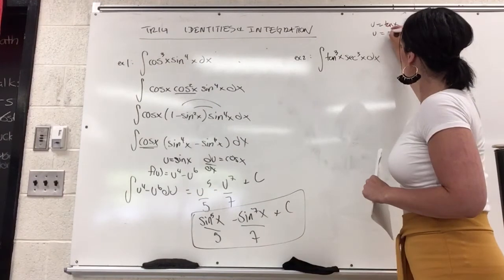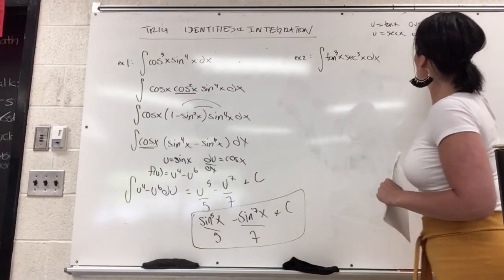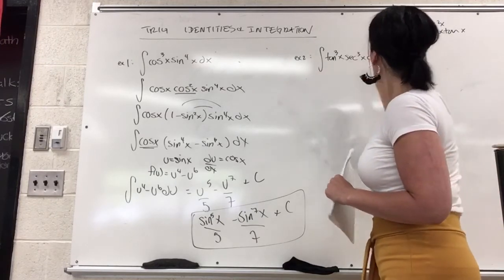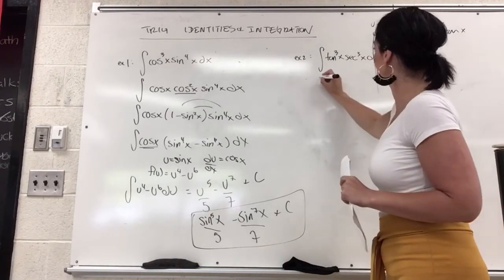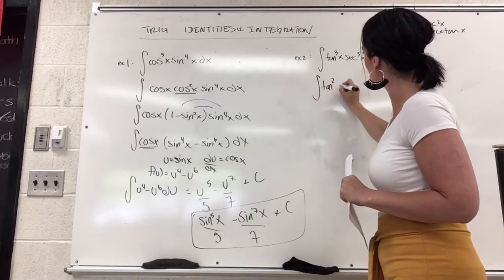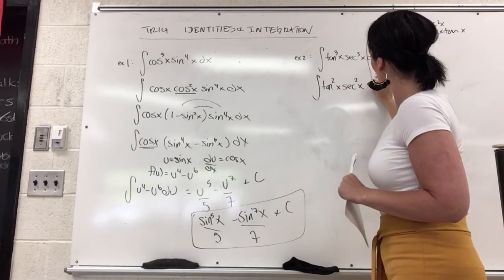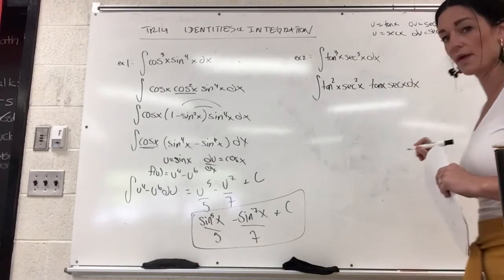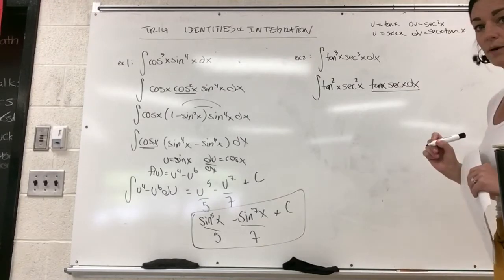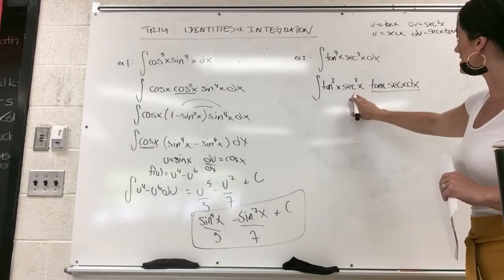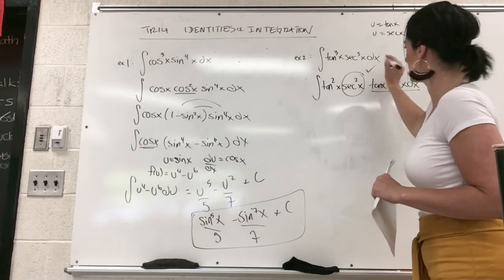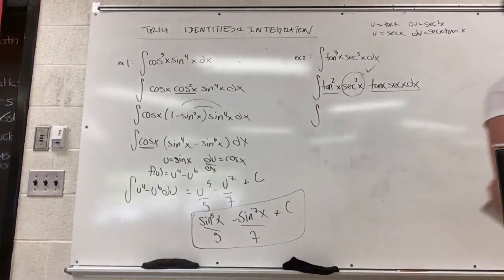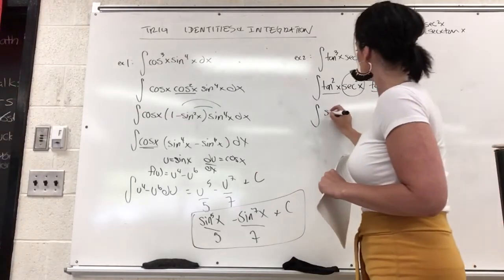So let's think about if u was secant x, du would be secant x tan x, and I think I can make this work. So I want to have leftover secant x tan x. So let's right away pull that out. So I have tan squared x, secant squared x, tan x, secant x dx. Hopefully that makes sense to you. So this is my du part. My u is going to be my secant. So this I'm going to leave. This is good. So I need to switch tan squared x in terms of secant squared x. So tan squared x is secant squared x minus 1.